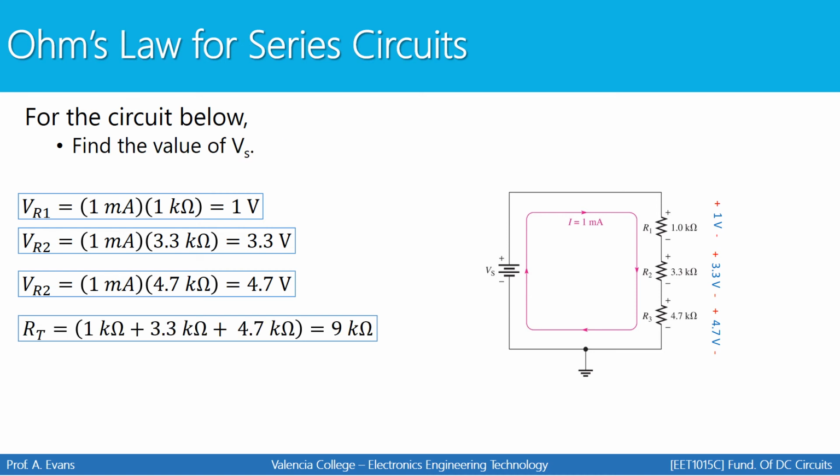And lastly, we're going to find the value of the source voltage. To do that, we're going to again use Ohm's law. Ohm's law says that the source voltage is equal to the total current times the total resistance. We cannot find the value of the source voltage by just using one of these resistors. We have to use the total current and the total amount of resistance in the circuit in order to figure out what the source voltage must be. In this case, it turns out to be 9 volts.